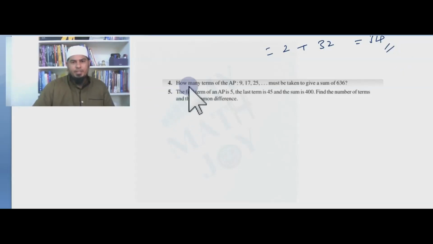Yes, the fourth question is in front of us, and it is easy. How many terms of this AP must be taken to give a sum of 636? It means the n value we don't know. So just like the above third question, in this manner you will get the solution. Sn we know is 636, a value we know, d we can get from the AP. Then you can do the problem with the help of a quadratic equation. So you will definitely get a quadratic equation here. You try yours, I'm trying mine.